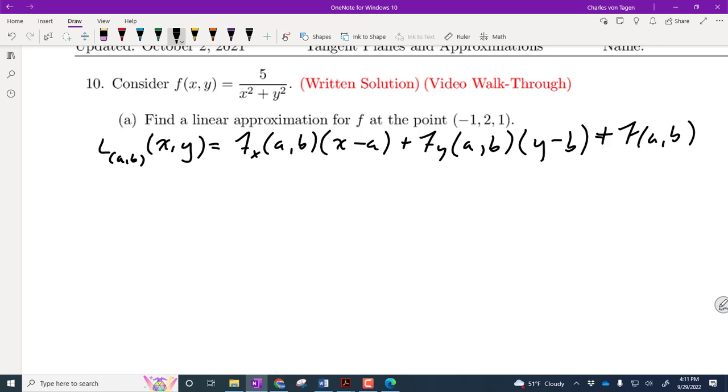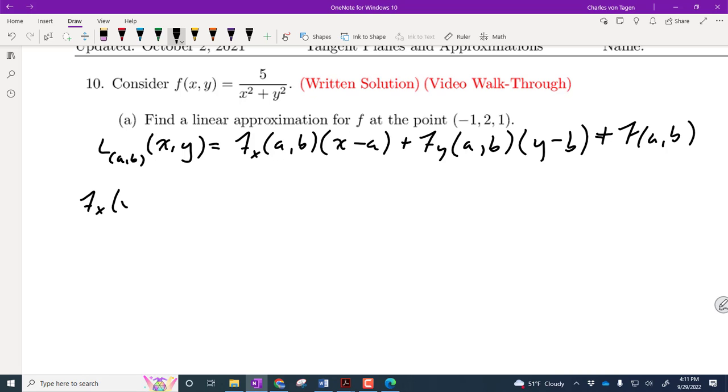Folks, did I just give you a brand new equation to learn? No, it's our tangent plane, but instead of thinking about it as a tangent plane, I'm thinking about it as a tool that gives me a linear approximation to the output values of this function. Okay? So all we need to do is some computation.